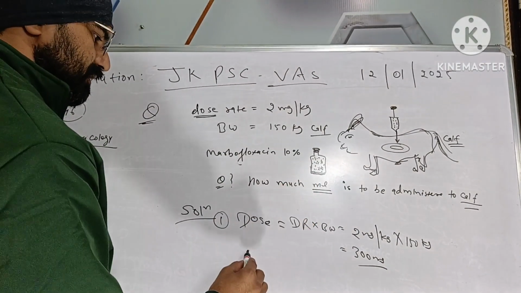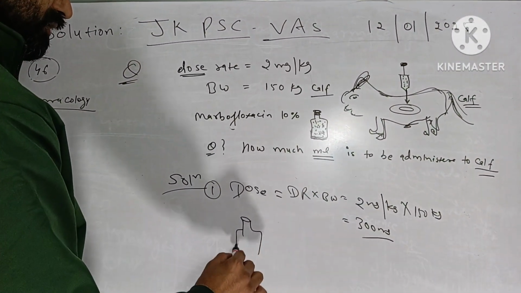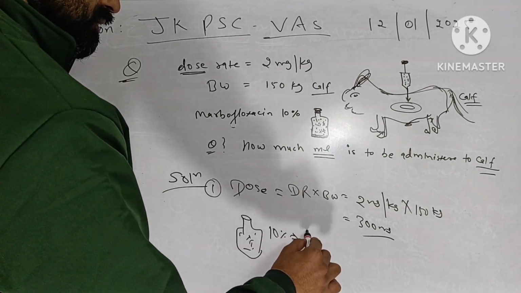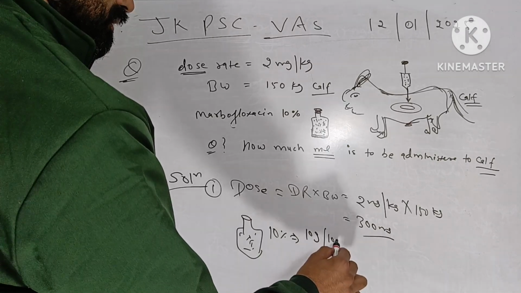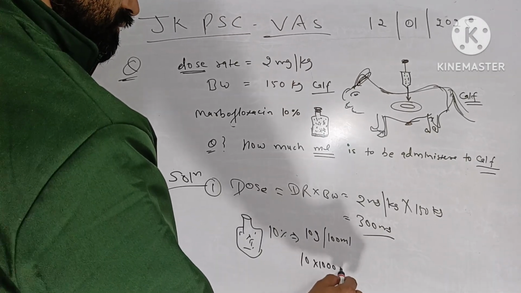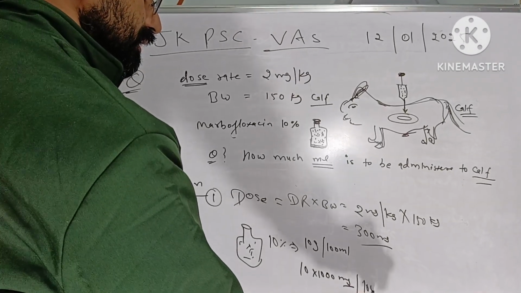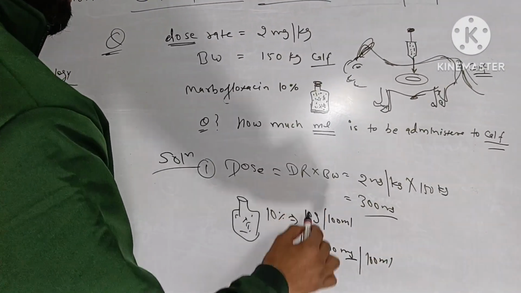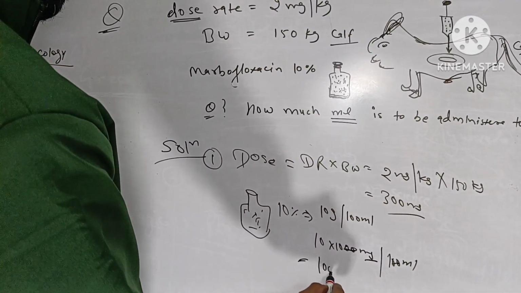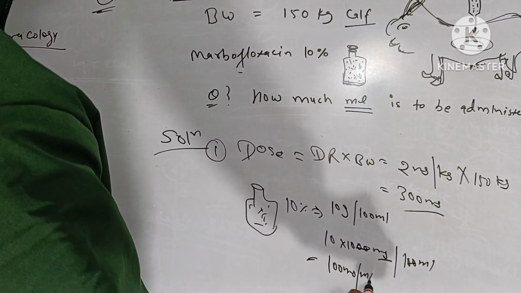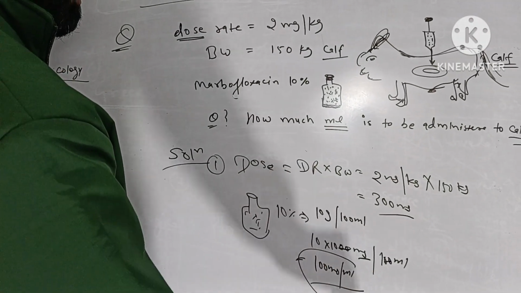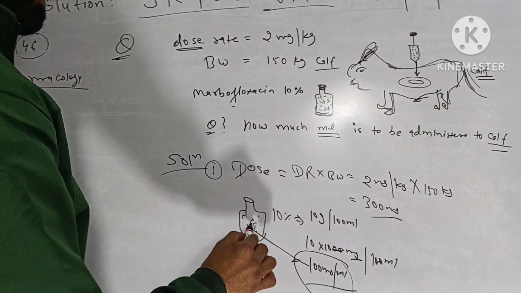And what is the concentration in this marbofloxacin bottle? 10% means 10 grams in 100 ml. 10 grams means 1000 mg in 100 ml. So what is the concentration? That is 100 mg per ml. So in 1 ml, 100 mg is present in this bottle.